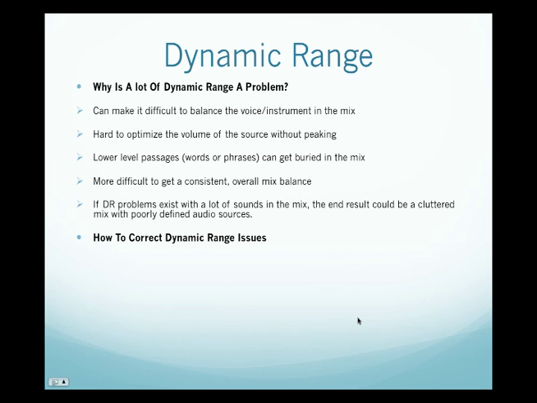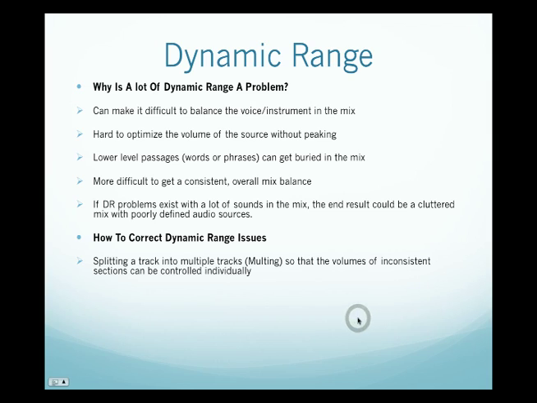So how can we correct dynamic range issues? There are a few ways. One of the ways is splitting a track into multiple tracks. We call this multing, so that the volumes of inconsistent sections can be controlled individually. If you have a really loud section of a vocal recording you just did, you can take that loud section, mult it out, and put it on its own track so you can control the volume of that loud passage on its own.